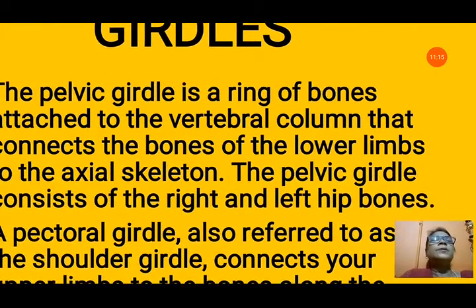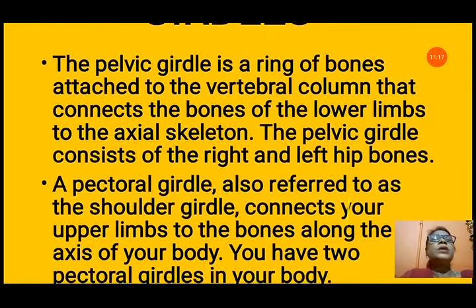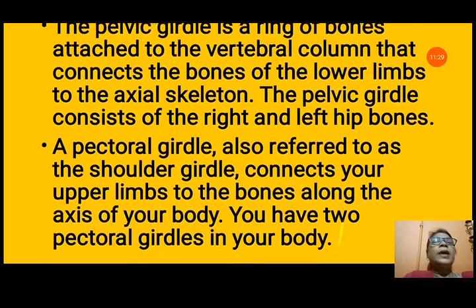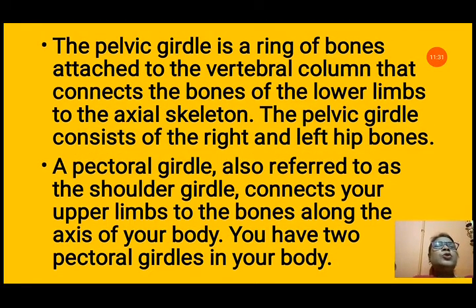Now girdles. The pelvic girdle is a ring of bones attached to the vertebral column that connects the bones of the lower limbs to the axial skeleton. That means our lower limbs, that is legs, are connected with the main skeleton with the help of the pelvic girdle. And a pectoral girdle, also referred to as shoulder girdle, connects our upper limbs, that is our arms, to the bones along the axis of your body, that means with the skeleton. You have two pectoral girdles in your body, left and right, and two pelvic girdles also left and right.